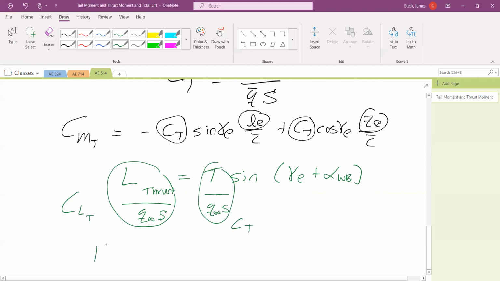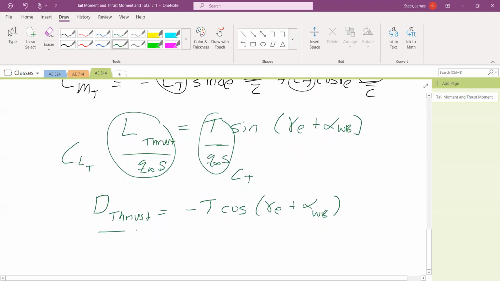And then we get the drag due to the thrust. Notice the way we defined it is that thrust is forward, so we get a negative component. And then we can do the same thing and we get the drag coefficient.